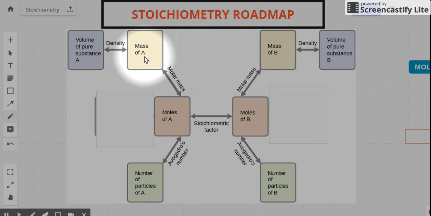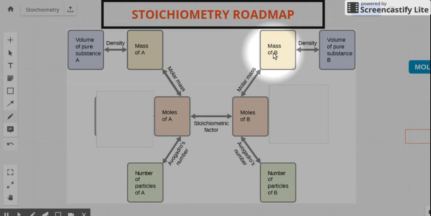Now we know for a fact how to use the molar mass, or how to get the molar mass. Molar mass will come from the periodic table. It will come from the sum of the masses of every element that comprises your compound. So when you divide the mass by the molar mass of A, you will get the moles of A.